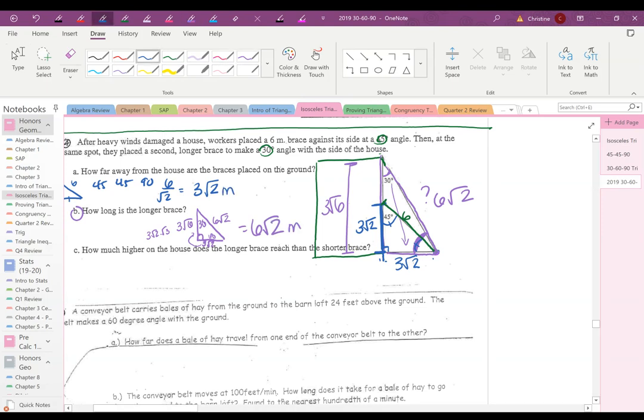Okay. Last question, and we're going to get the exact answer, is how much higher on the house does the longer brace reach than the shorter brace? Well, the longer brace is reaching the height of the entire house.